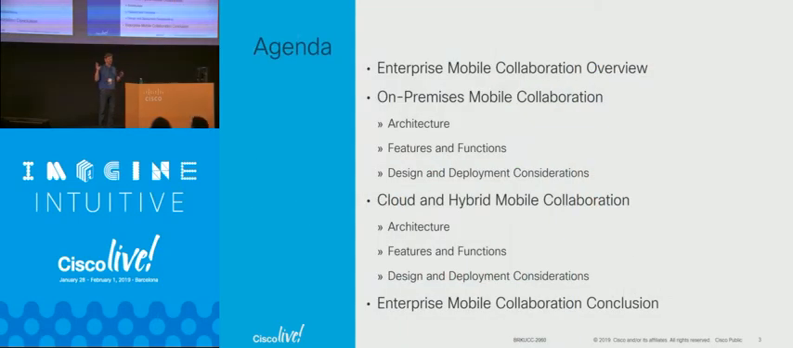Here's the agenda. I like to always review it at the beginning. What we're going to do today is I'll start out with a quick overview of what I mean by mobile collaboration and some of the terminology that we're going to use. Next, we'll jump in and talk about on-premise mobile collaboration with deployments that begin on-premise. We'll talk about architecture, features and functions, and then design and deployment considerations. We'll then step back and talk about cloud and hybrid and go over the same topics around cloud and hybrid, talk about things like WebEx Teams and those kinds of things. And then lastly, I'll summarize everything up and get you on your way.